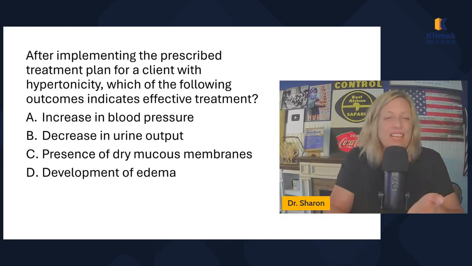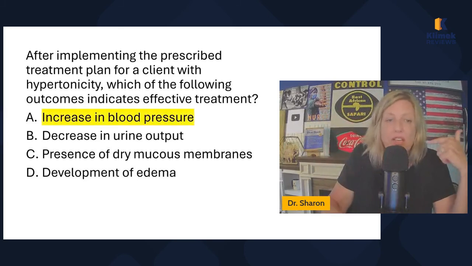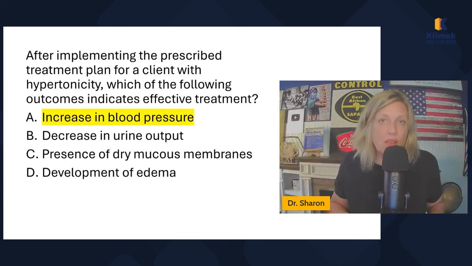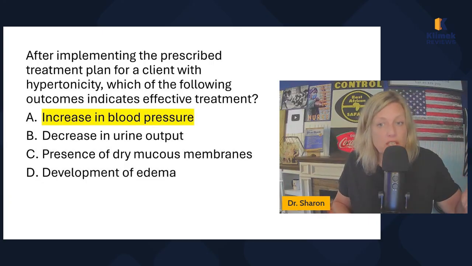So D is definitely out. C is still dehydrated. B is still dehydrated. We're looking for effective treatment for dehydration. So even though I don't necessarily think of increased blood pressure as an indication of effective treatment for dehydration, in this question, it's the right answer.